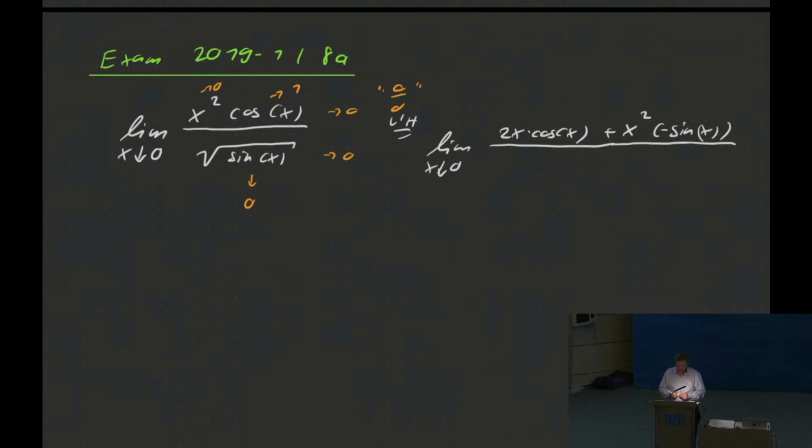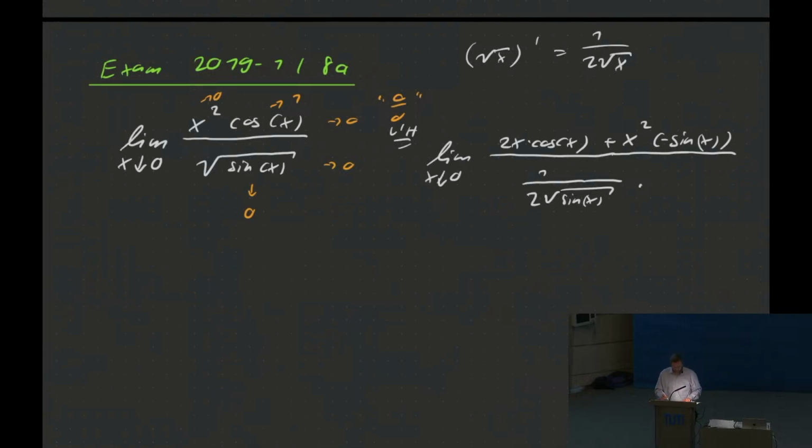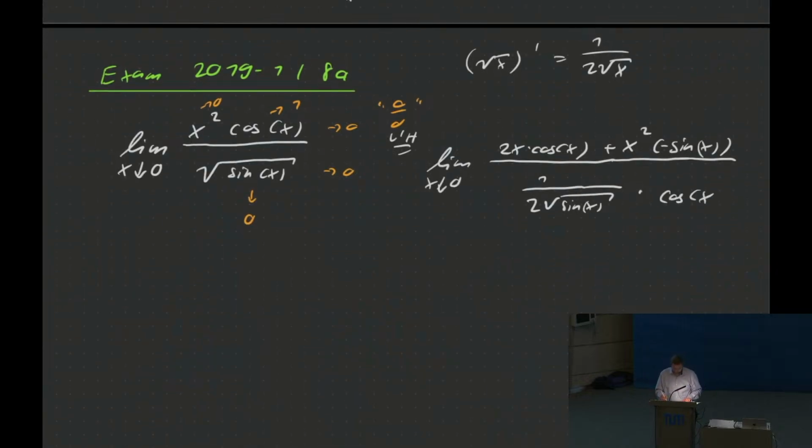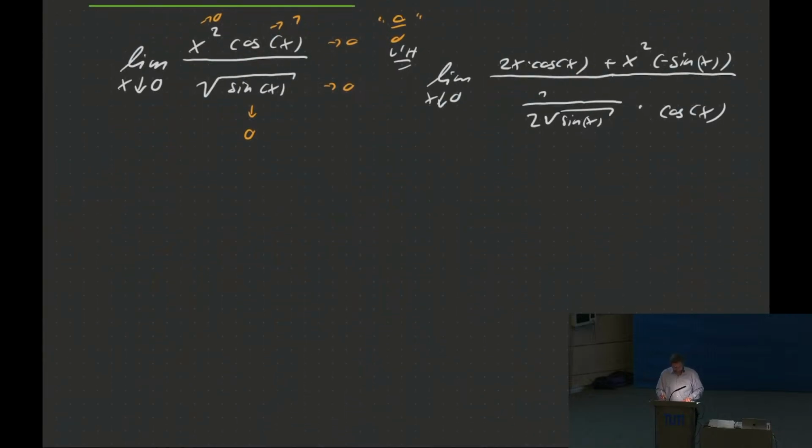For the denominator, we have the square root of sine x. You'll hopefully remember the derivative of the square root function. Just in case you don't, that was 1 over 2 times the square root. So we use the chain rule, of course, and we get 1 over 2 times the square root of sine x times, and now we need to differentiate the sine of x, and the derivative of that is the cosine. All right, so that's what we have. Let's try to simplify that.